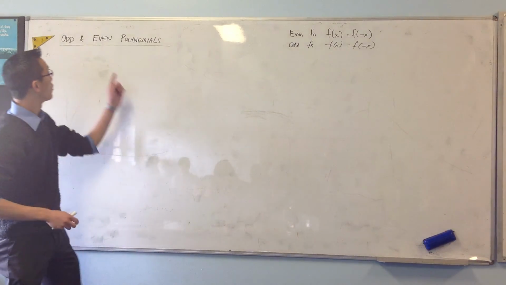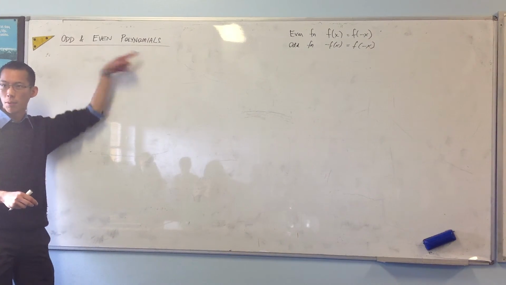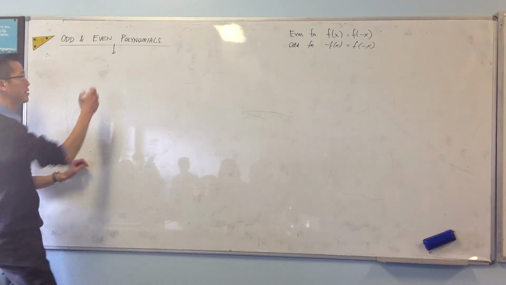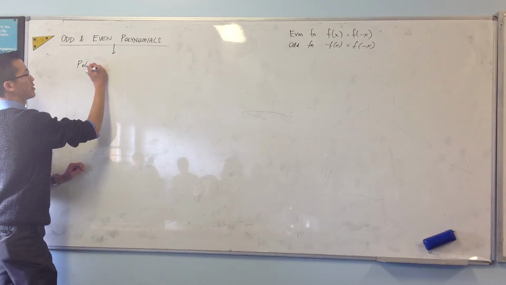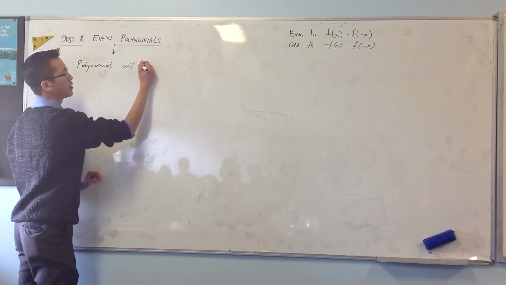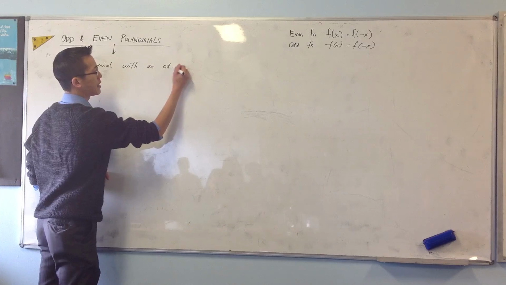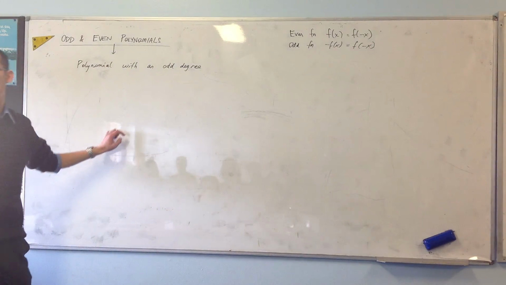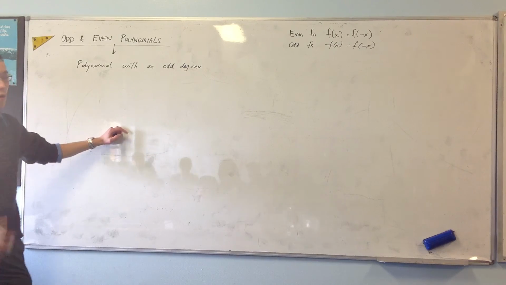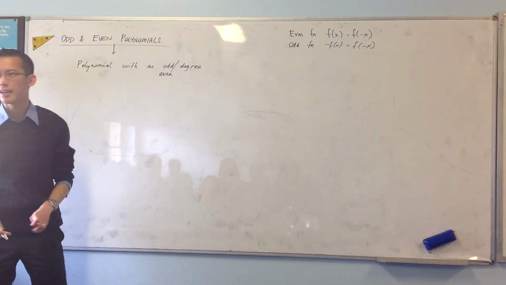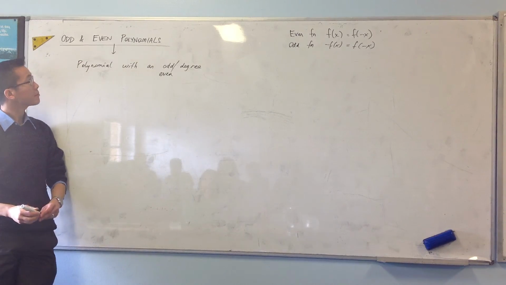So when you hear the phrase odd polynomial or even polynomial, it's actually shorthand. What it really means is, for instance, an odd polynomial is a polynomial with an odd degree, like degree 1, 3, 5, 7, 9, etc. Or an even polynomial has an even degree. Now let's think this through for a second.